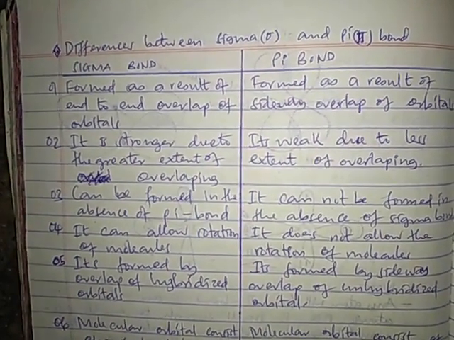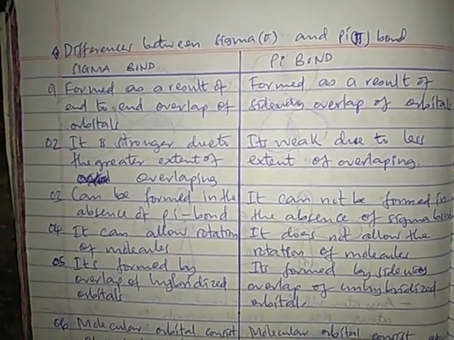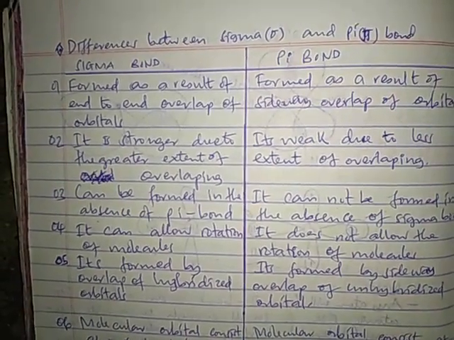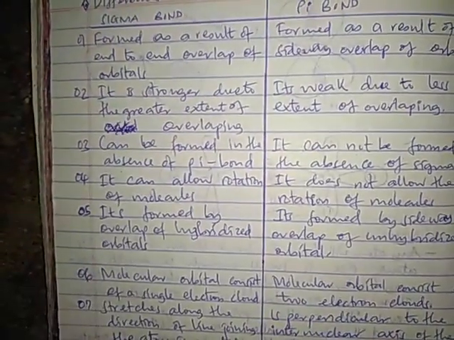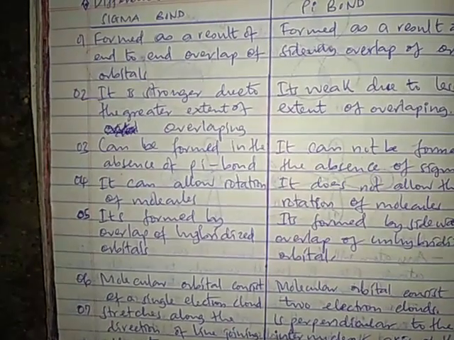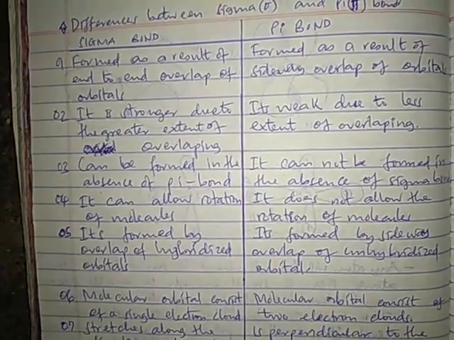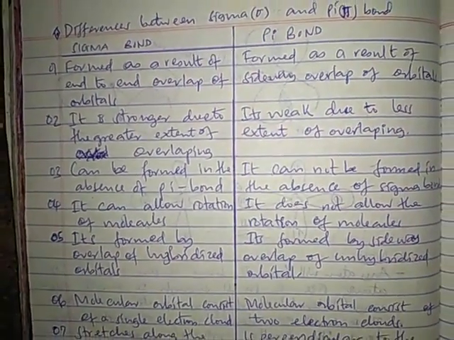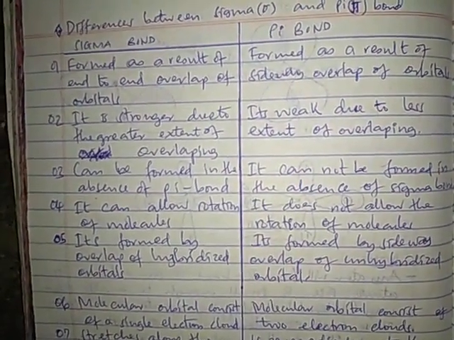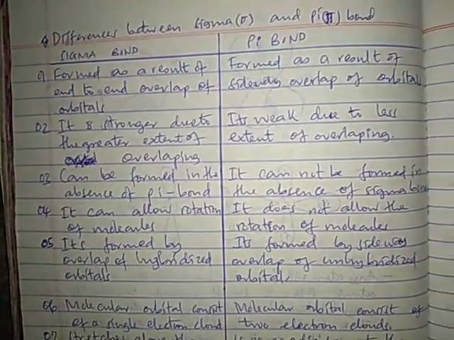Second, sigma bond is stronger due to greater extent of overlap, while pi bonds are weak due to less extent of overlap. Third, sigma bond can be formed in the absence of pi bond, while pi bond cannot be formed in the absence of sigma bond. So pi bond is dependent on sigma bond. Sigma bond should be formed first, then pi bond is formed later.